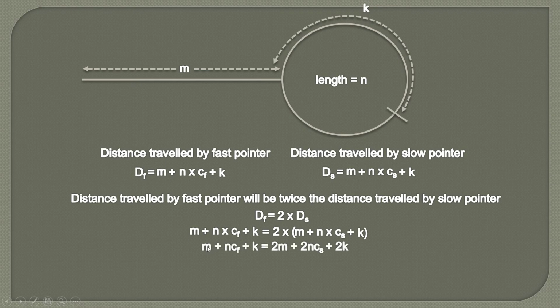Now we'll take m to this side, so it becomes minus m and minus k, and here we have 2m and 2k, so m and k will be subtracted. And if we take 2n Cs here, it will be n Cf minus 2n Cs. So after solving, the equation will look something like this: n Cf minus 2n Cs, because we are taking it to this side. This m we took here, so 2m minus m gave m, and k we took here, so 2k minus k gave us a value k.